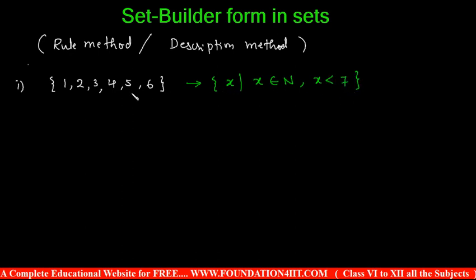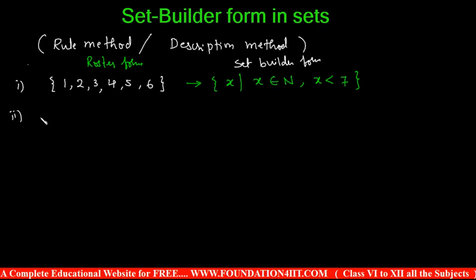Now you can see this is the roster form and this is the set builder form. This is the roster form they gave. By using some description, we convert it into set builder form or rule method. Any example given, we can convert like this.